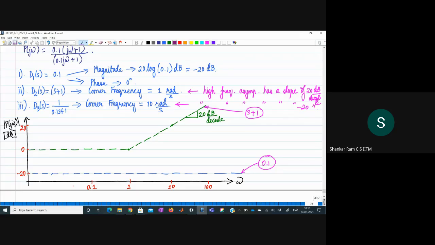All right. So now let us move on to the factor 1 by 0.1 s plus 1, right? For that, the corner frequency is at 10, and we know that the low frequency asymptote is once again the 0 decibel line. So we have 0 decibels till the corner frequency. And what will be the high frequency asymptote? It will have a slope of minus 20 decibels per decade, right? So how can I plot it? Any idea?